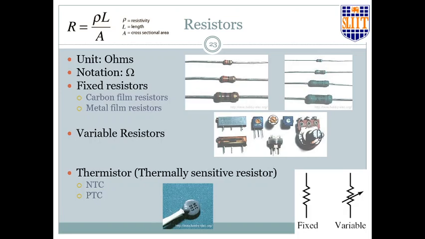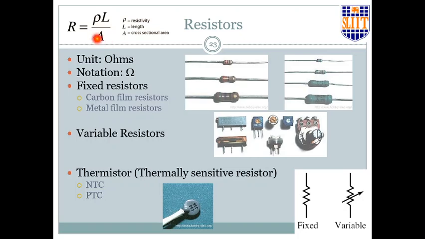So we talked about sources and nodes and things like that. Now we start to get to know several components that we will be using throughout the module. The first one is the very basic component: resistors.